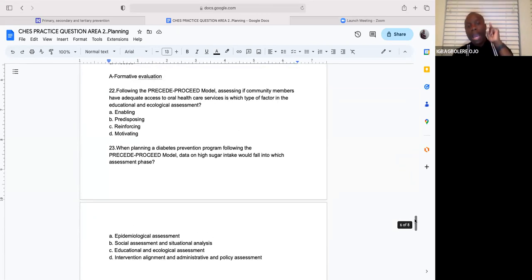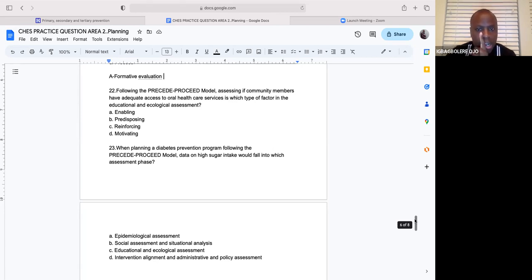Question 22, I believe, is it a CHES question? Okay, let's just go over question 22 and we'll wrap up from there. Following the Precede-Proceed model, assessing if the community members have adequate access to oral healthcare services, which type of factor in the educational and ecological assessment?